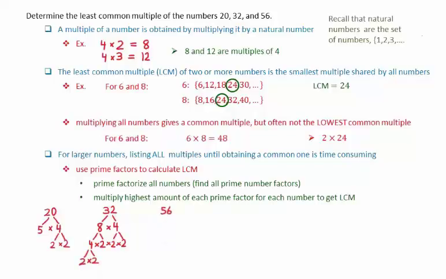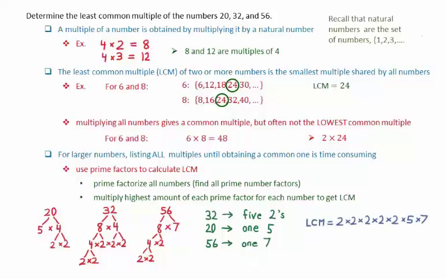Finally, 56. We can write that first as 8 times 7. We can then write the 8 as 4 times 2, and then the 4 as 2 times 2. Looking at first the 32, we have 5 2's. For the 20, we have 1 5, and for the 56, we have 1 7.